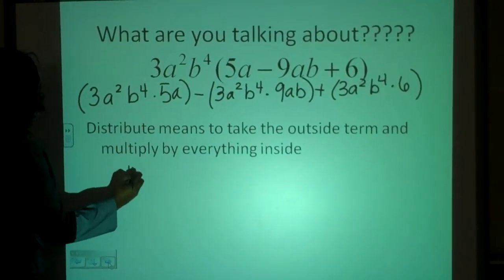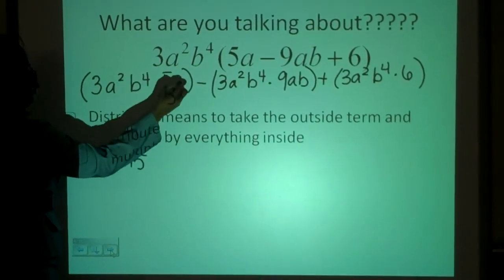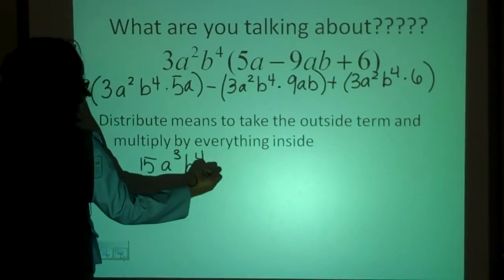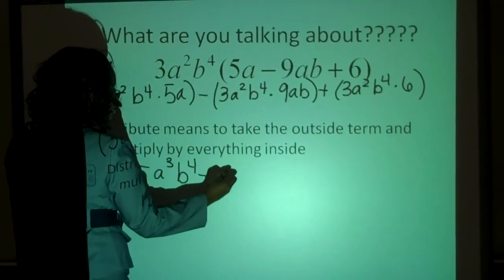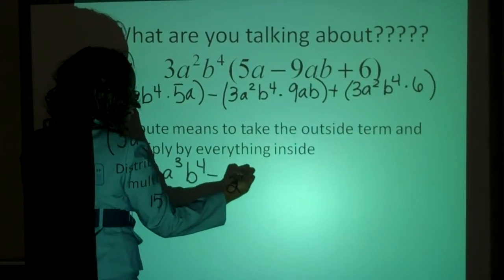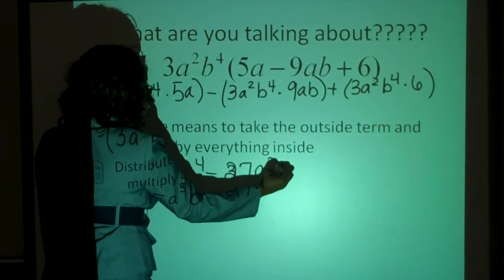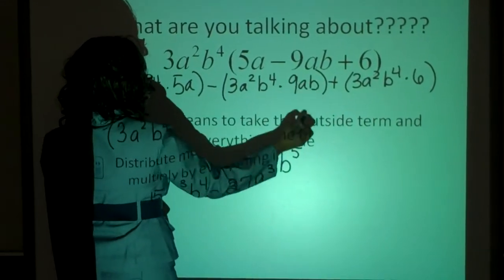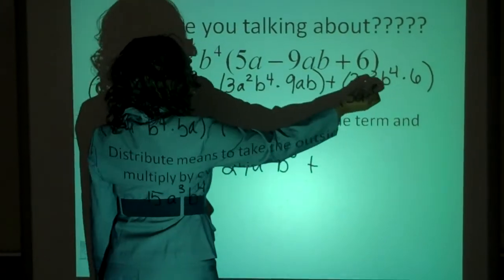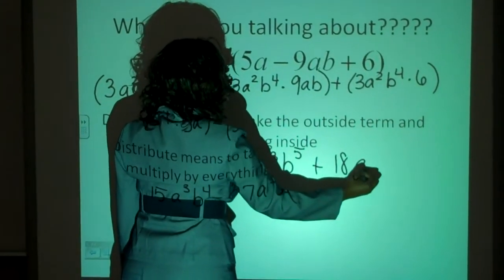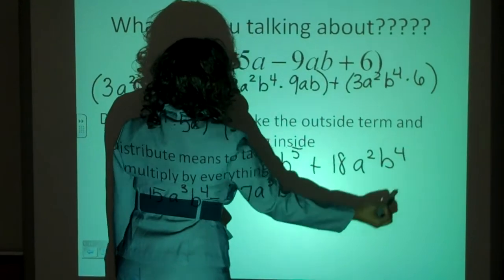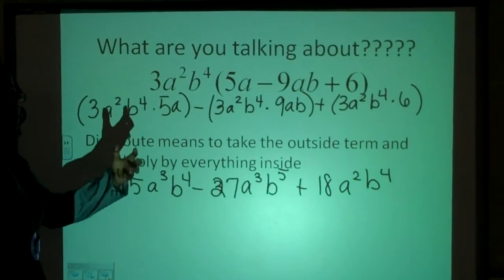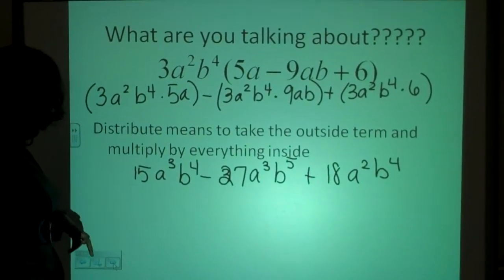Then once you do that, you're going to do your exponent rules. 3 times 5 is 15. A squared times a is a to the 3rd, b to the 4th, minus 3 times 9 is 27. A to the 3rd, b to the 5th. 2 plus 1 is 3. 4 plus 1 is 5. Plus 3 times 6 is 18. A squared, b to the 4th. That's your answer. Use your exponent rules. Remember, side by side, you add the exponents.